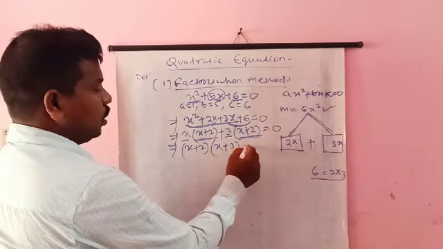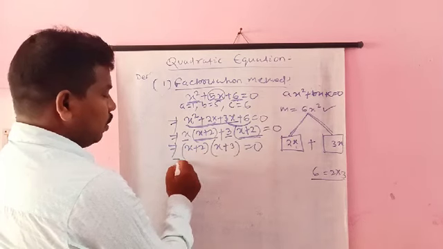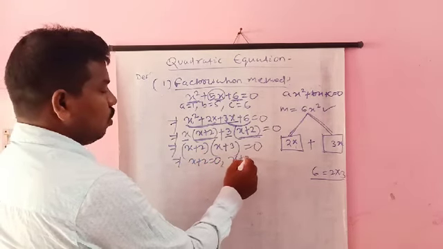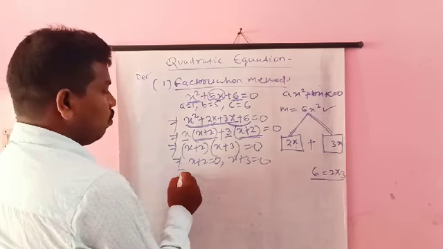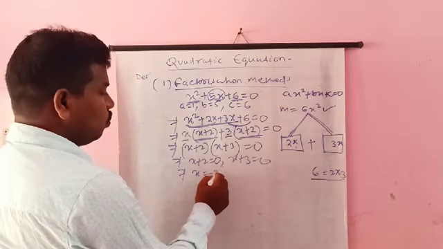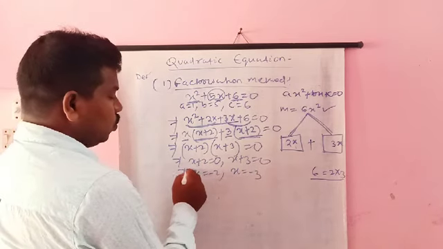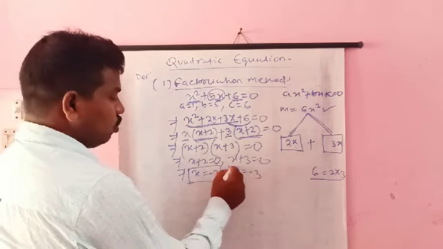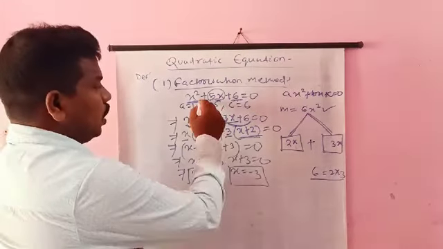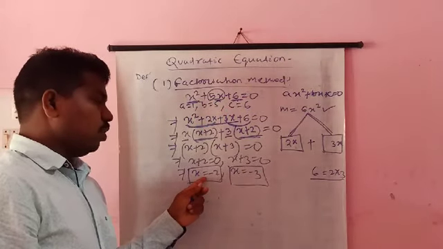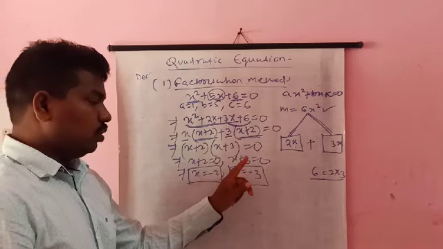So (x plus 2)(x plus 3) equal to 0. That implies x plus 2 equal to 0 or x plus 3 equal to 0. So x plus 2 equal to 0 means x equal to minus 2. x plus 3 equal to 0 means x equal to minus 3. So there are two solutions of x, or two roots of the quadratic equation x square plus 5x plus 6 equal to 0. That is x equal to minus 2 and x equal to minus 3.